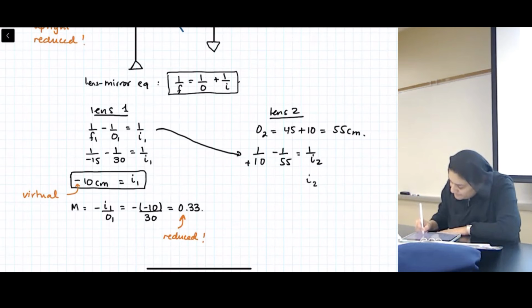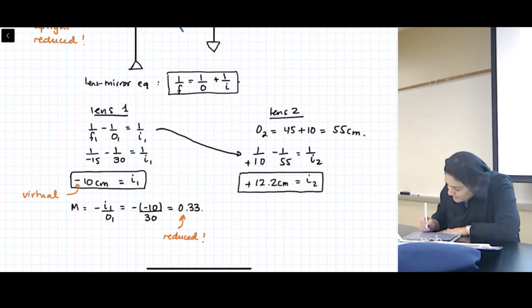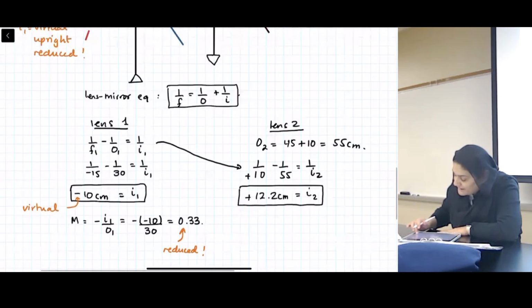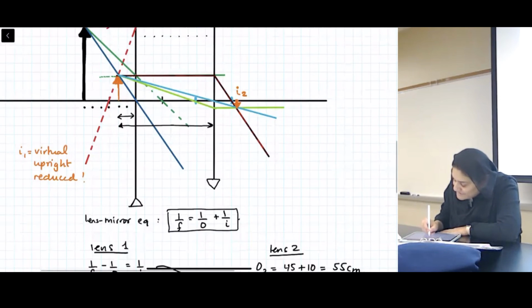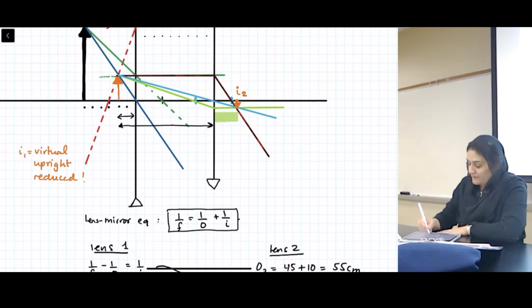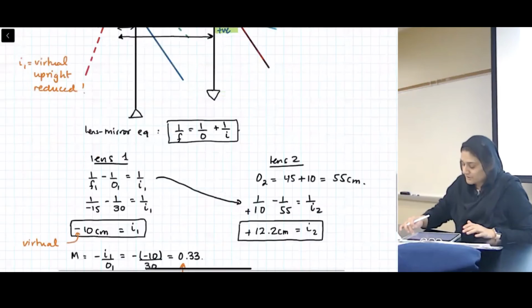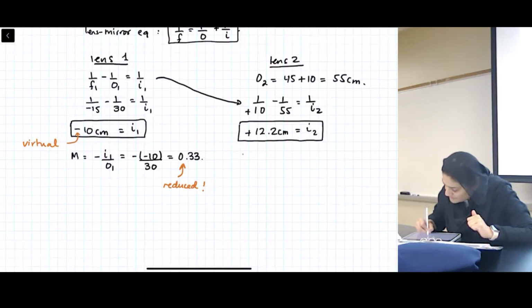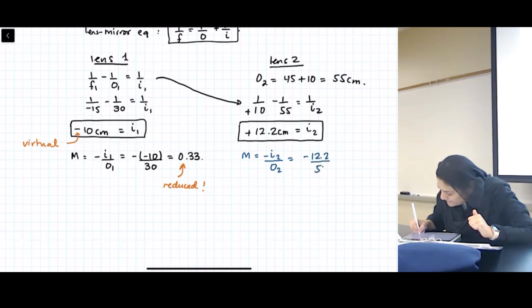So what will I2 be? Plus or minus? 12.2 centimeters plus. So that tells you what? That this is a real image, and since this is plus for a lens, it is this distance away from the lens, because that's the positive side for the lens. Okay, so now how much is the magnification? Minus I2 over O2. That means it'll be negative 12.2 divided by 55.